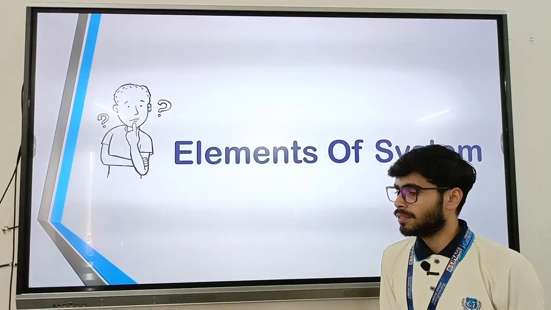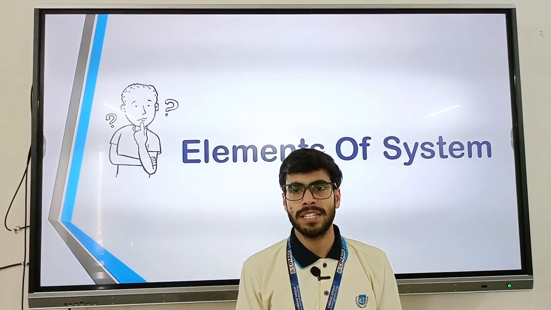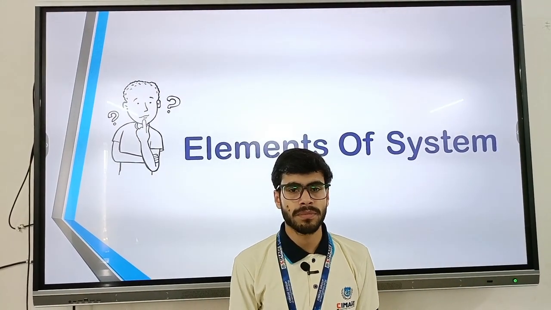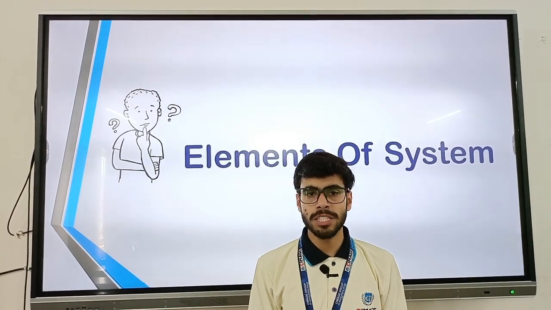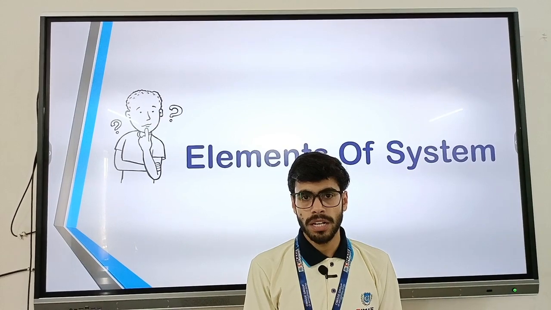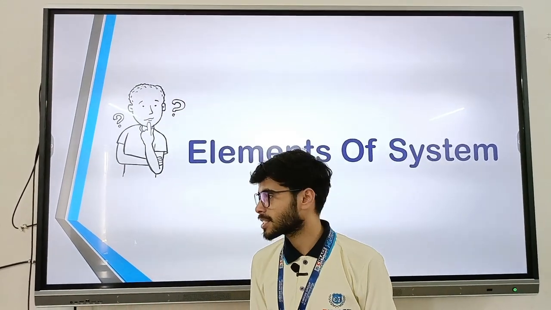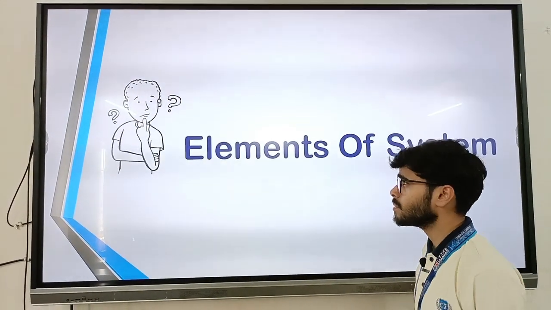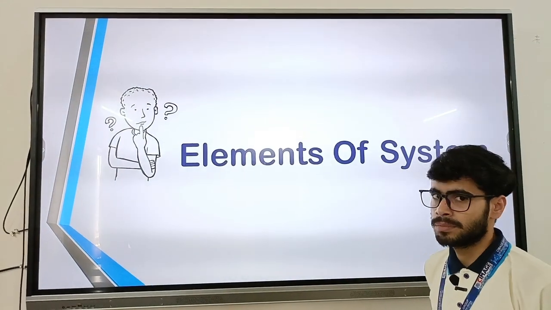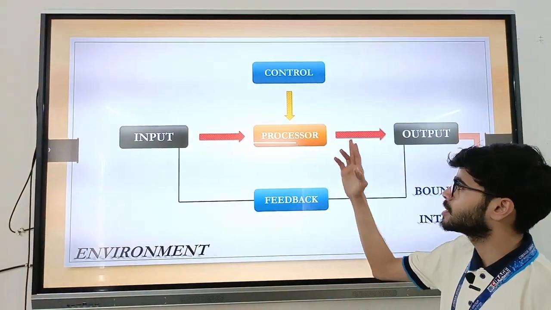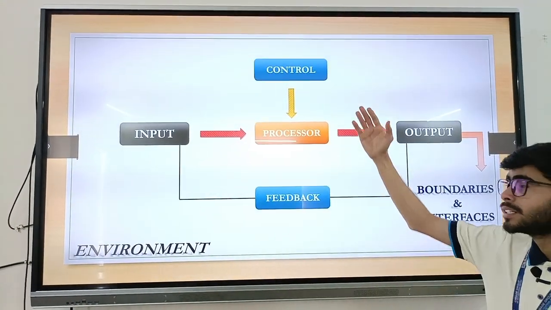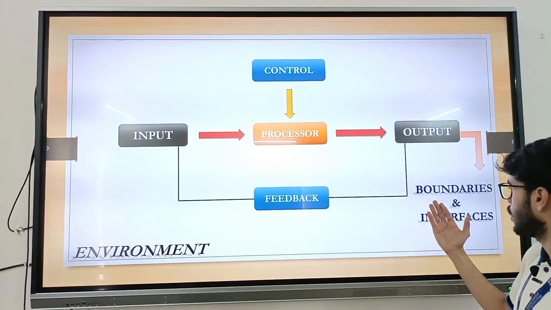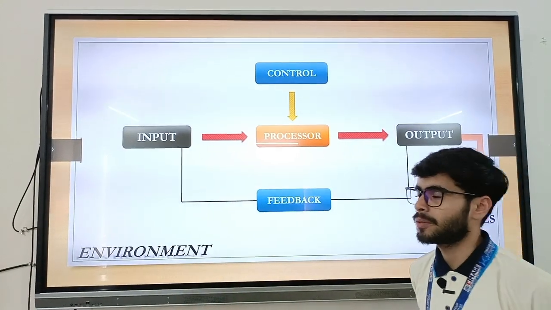So, before starting the elements of system, let's understand what the system is. The system is the group of elements and components that works together to accomplish a given task or a common task. Now coming to the elements of system, these are the elements of the system. The first one is input, processor, output, control, feedback, boundaries and interface, and environment.